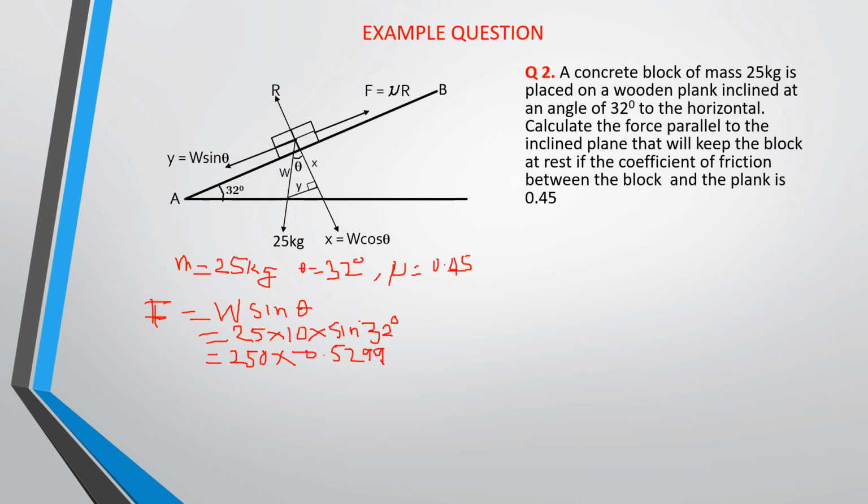If you punch that out on your calculator and work this out, the force parallel to the plane will give you 132.48 Newton. So here we have gotten the force parallel to the plane. We've gotten this force that is parallel to the plane.